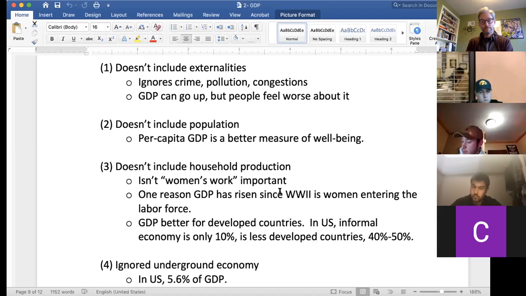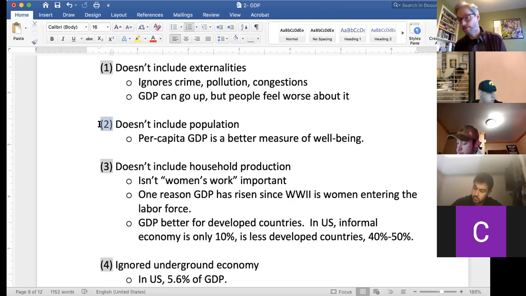Another problem with just regular GDP, problem number 2 here, is that it doesn't include population, right? And so this is one of the reasons why per capita GDP is probably a better measure of well-being, right? And particularly when we compare GDP across countries, we usually want to look at per capita GDP, right? Because it's going to be very difficult to compare GDP in the US to China, given that China has about 4 times the population of the US.